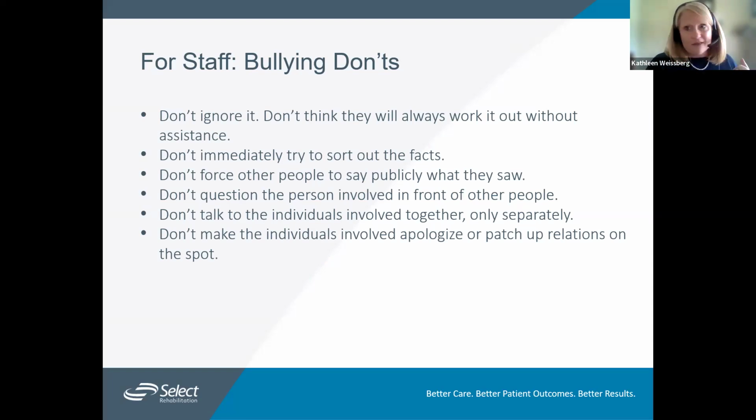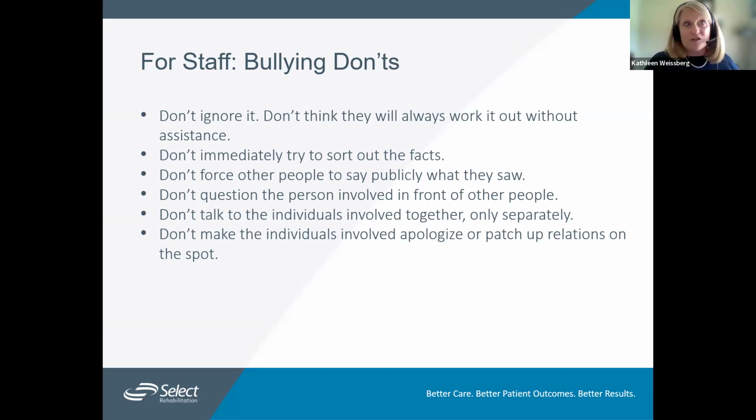Don't ignore it. They're not always going to be able to work it out on their own. And sometimes we think, oh gosh, these are adults, they're going to figure it out. And the reality is, oftentimes, they don't. Don't immediately try to get all the facts and sort them out. Get everybody to safety, do those immediate interventions first, then go on your fact finding mission, because you're going to have to find out what happened, but it's going to take you some time.